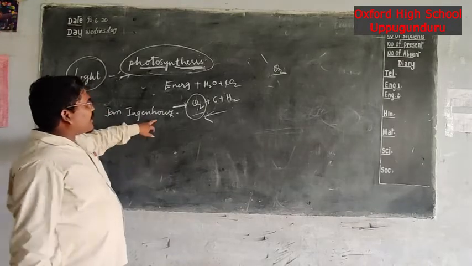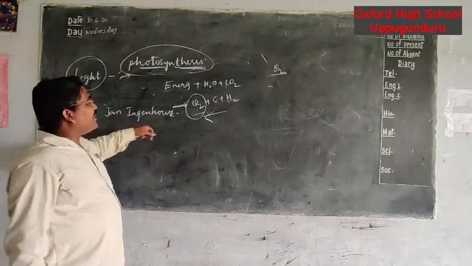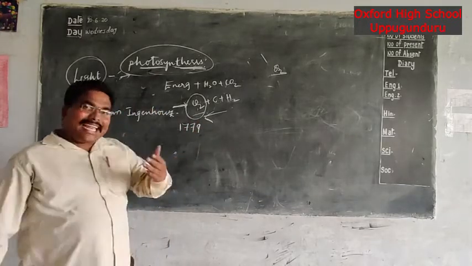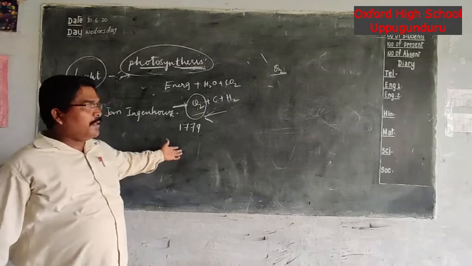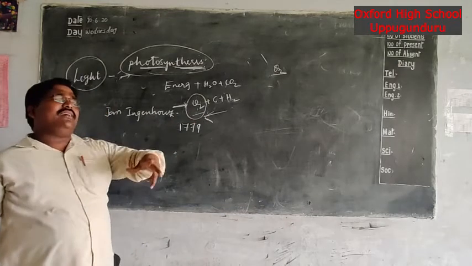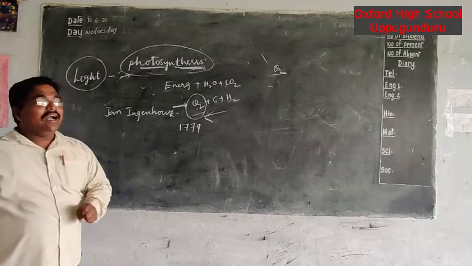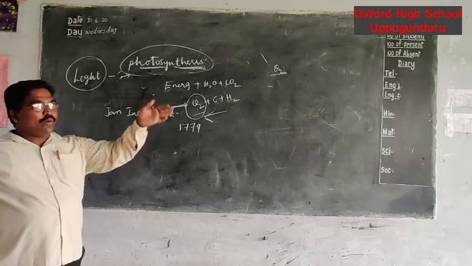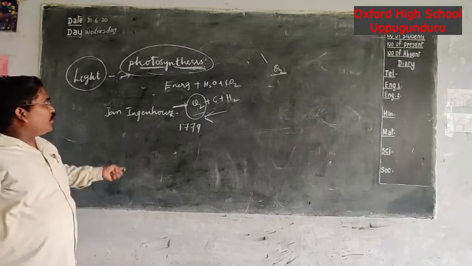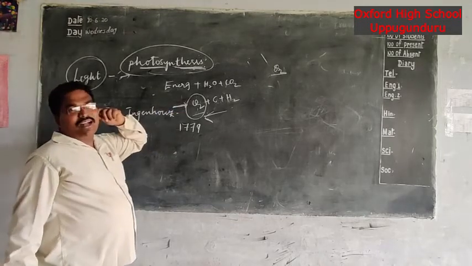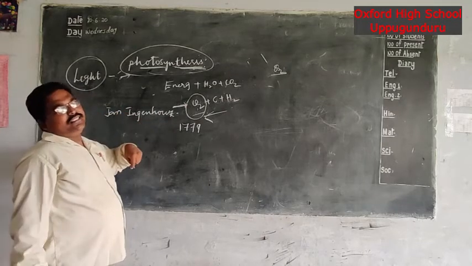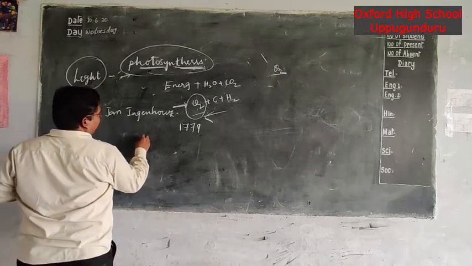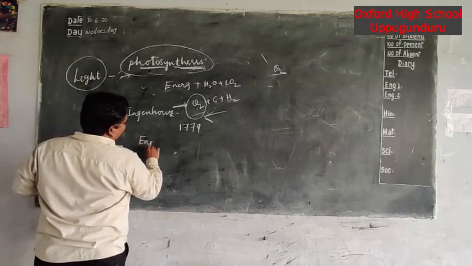Do you understand that? So John Ingenhousz, in the year 1779, conducted an experiment with an aquatic plant like hydrilla, and he noticed that air bubbles were forming around the hydrilla plant. He noticed that the air bubbles were oxygen, and he called it oxygen. Now after him, Engelmann, in the 20th century.